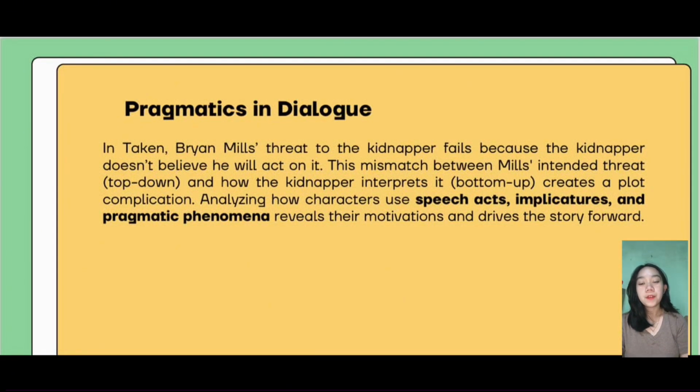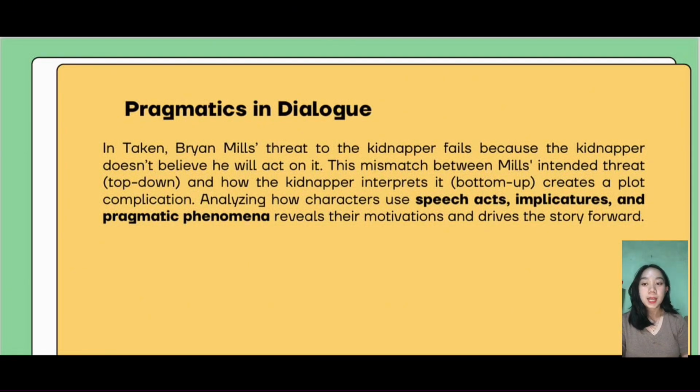So, in the movie Taken, Brian Mills threatens a kidnapper, but the threat doesn't work because the kidnapper doesn't believe Mills will actually do anything. This creates a misunderstanding. Mills is serious, but the kidnapper doesn't take him seriously. So, this situation shows two perspectives. Top down, Mills has a clear intention with his threat. He plans to act on it. Bottom up, the kidnapper interprets it differently, thinking Mills won't follow through.